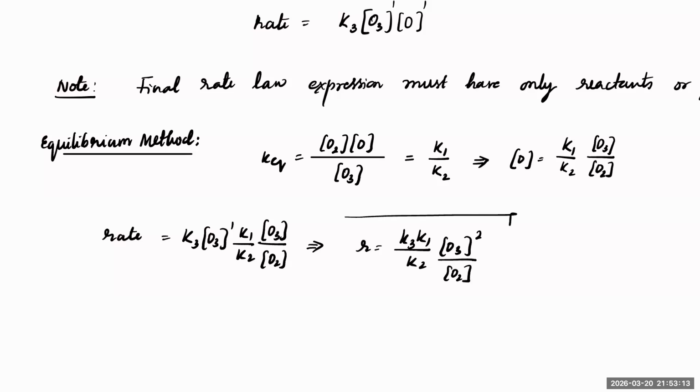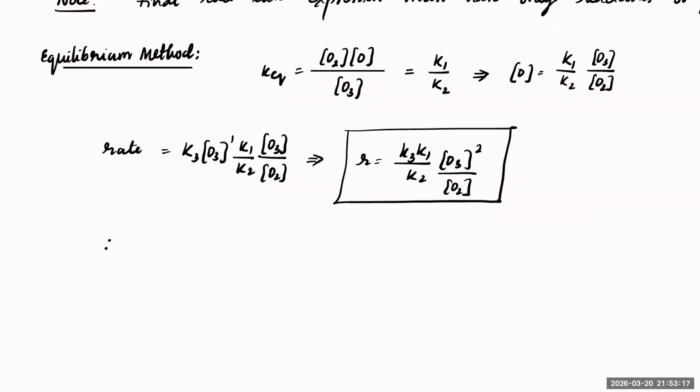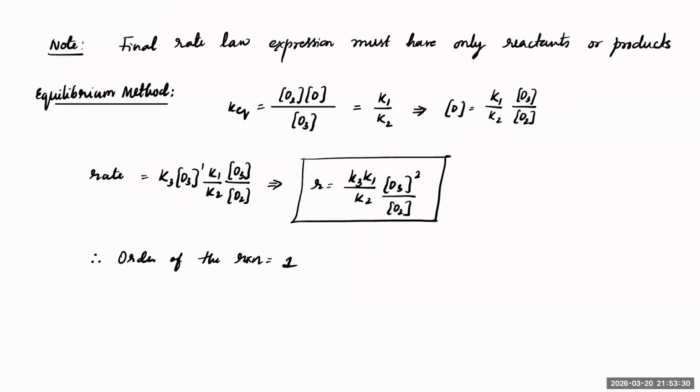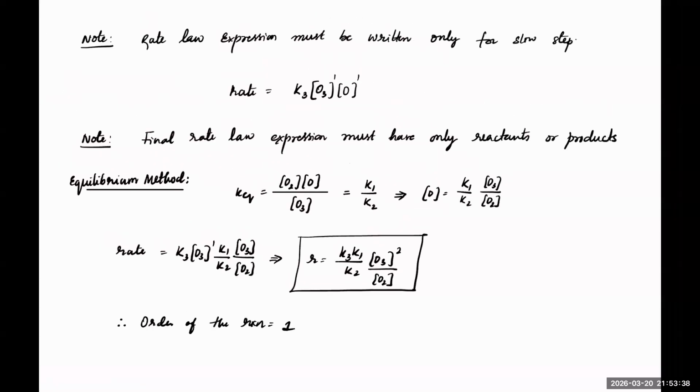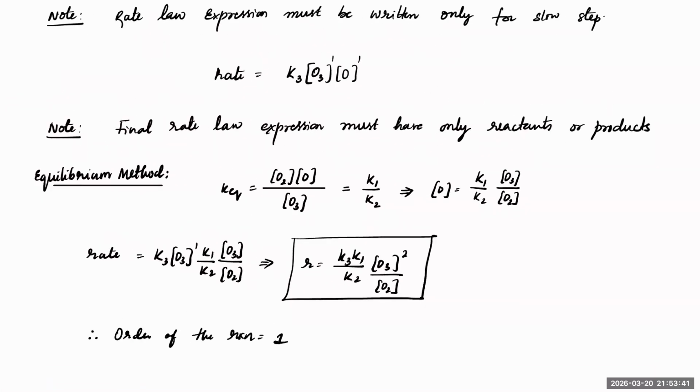Now you can see in the rate expression, you only have reactants and products. Therefore, the order of the reaction is equal to 1, because this is 2, and 2 minus 1 will make it 1. So that is the order of the reaction. This is using the equilibrium method. Got it? I hope all of you understood how the equilibrium method needs to be adapted.